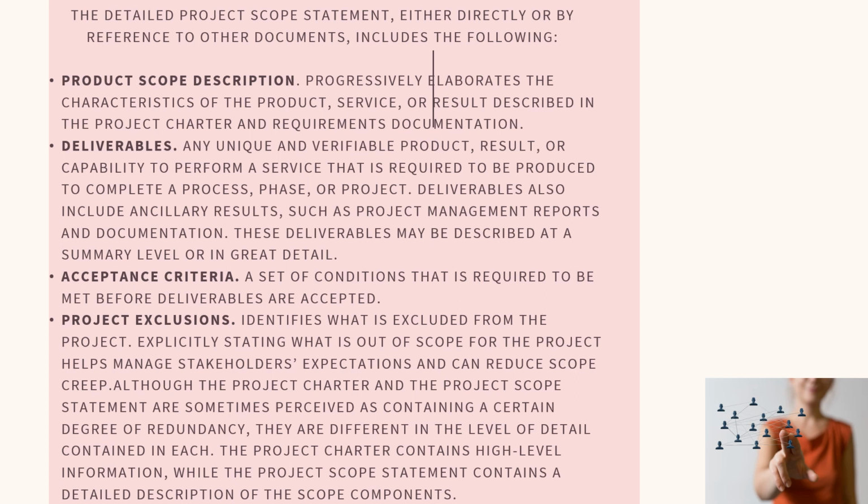So the project exclusion, it says here, it identifies what is excluded from the project, explicitly stating what is out of scope for the project, helps manage stakeholders' expectations, and can reduce scope creep. Although the project charter and the project scope statement are sometimes perceived as containing a certain degree of redundancy, feeling tado ka, pariho lang sila, baka sulit-sulit. Because what I have said when I was discussing about the project charter, sulit ko lang when I was talking about the project scope statement.